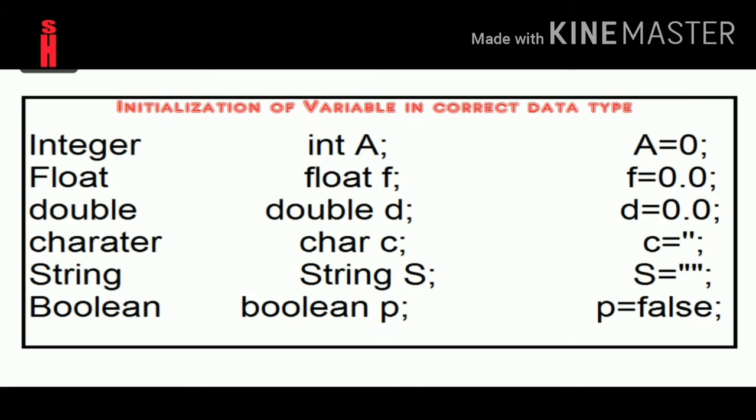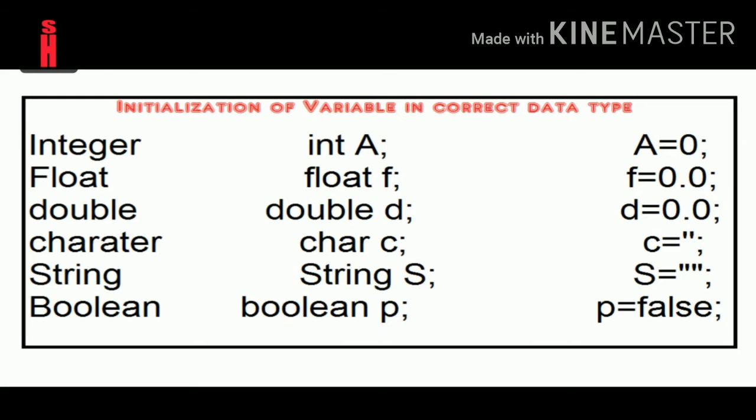Now moving towards the fourth topic. Before that, there is the initialization of variables with correct data types, as we declare them at declaration time, or static initialization. If we take an integer variable, for example int capital A, we have to declare it with a value, but the default value of integer is 0, so we have initialized the variable A with 0.